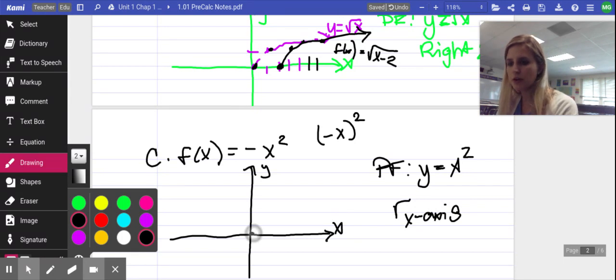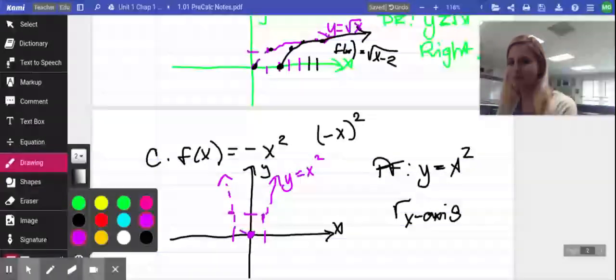Let's do our parent function. So 0, 0, if I put in a 1 for x, 1 squared is 1. Negative 1 squared is 1. So this is my parent function. Doesn't look great. Still getting used to these pens.